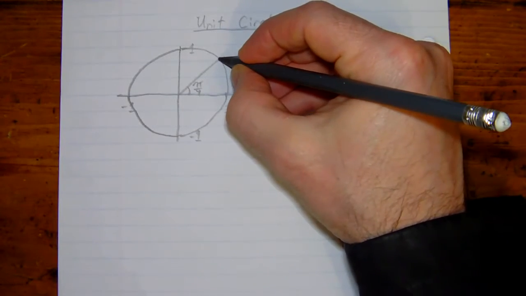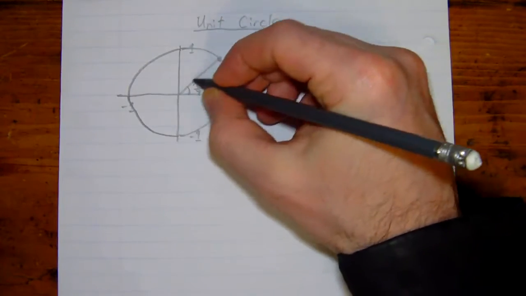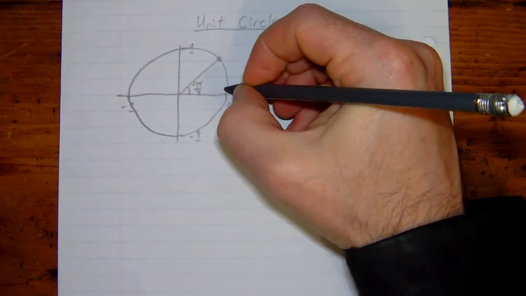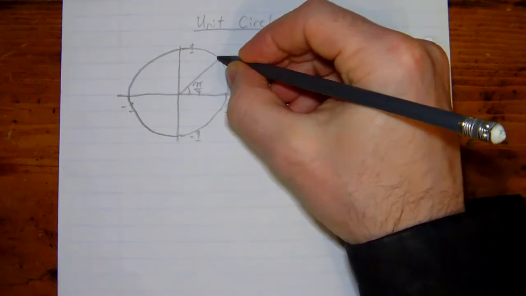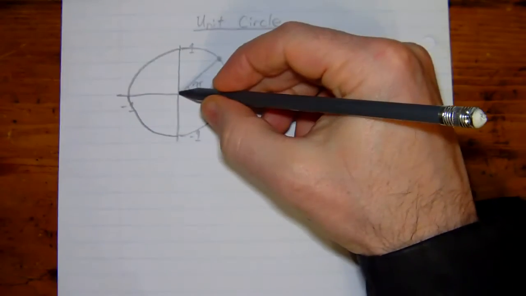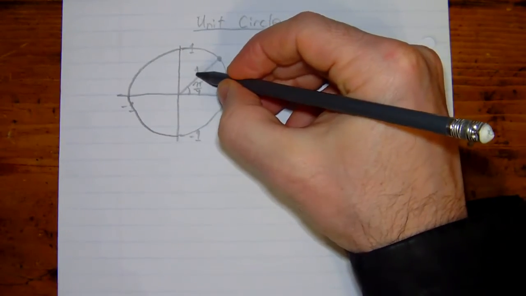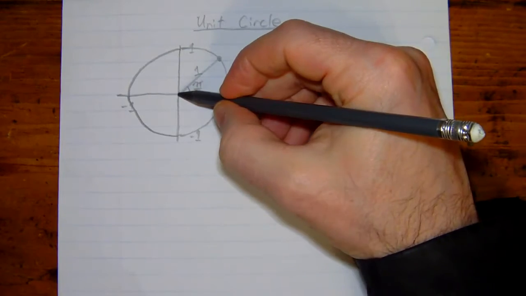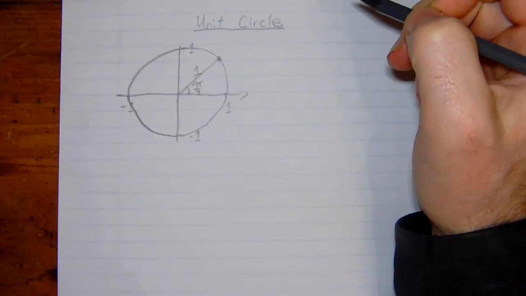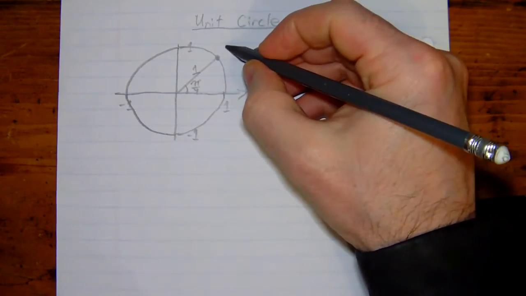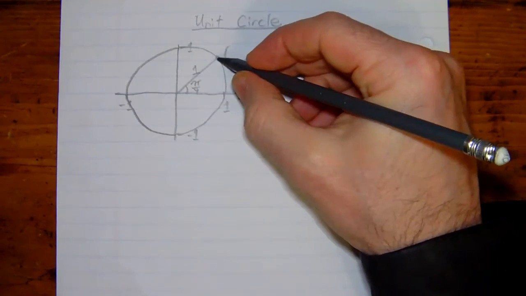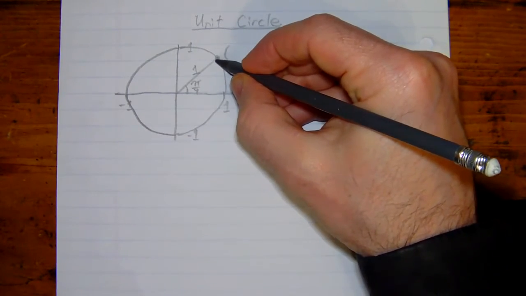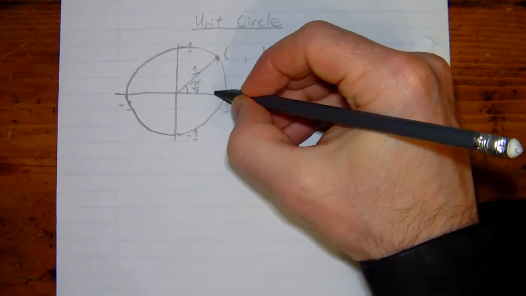So if we look at the point on the end of the arm of this angle and on the unit circle, so where the arm of this angle touches the unit circle, in other words, at a distance of 1 from the origin, so radius length 1, the x and y coordinates of this point are going to be really useful to us.